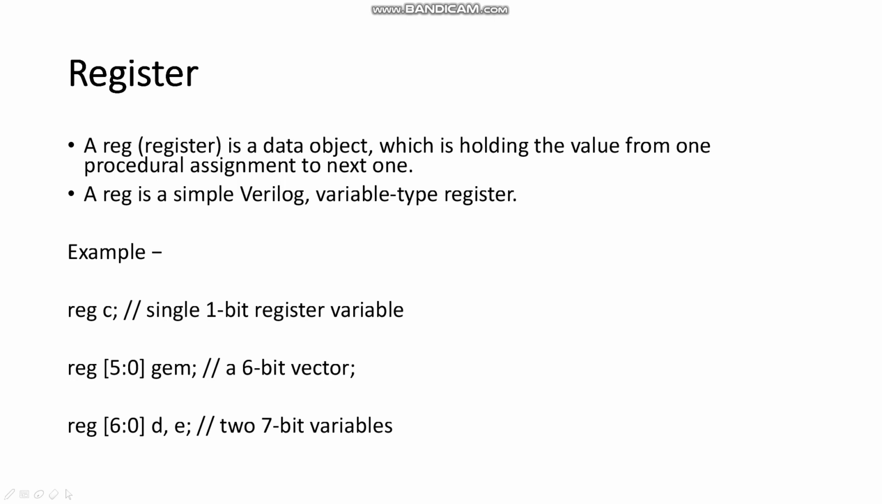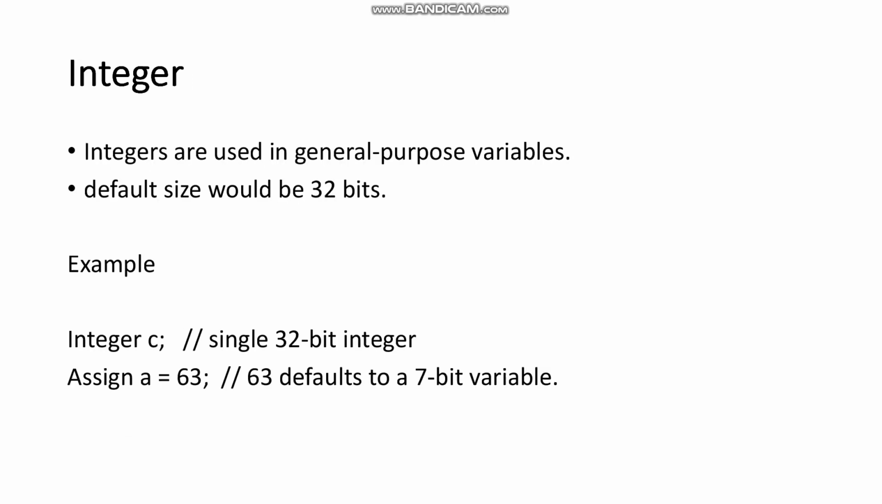It is a 6-bit vector because I am representing 520. In 6 to 0, it is a 7-bit variable, so here I am representing those values in this. And the next one is the common data type when you're writing the Verilog code: it is an integer.